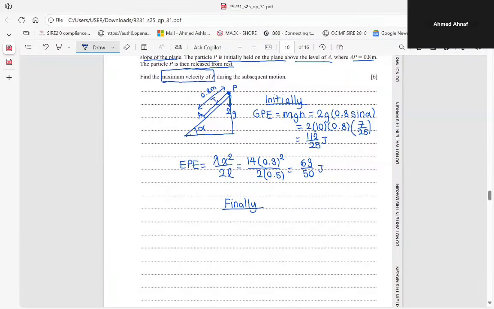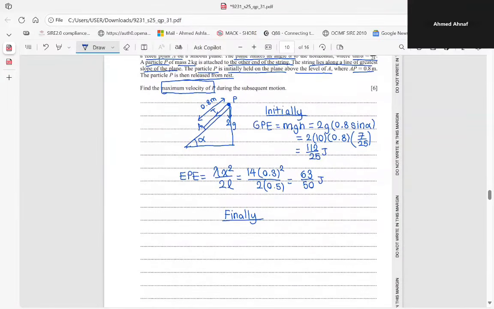And from an energy perspective, in order to maximize the KE, we're supposed to minimize the other energies as much as possible. However, for EPE, even if you go below 0.5 meters, like x meters below A and x meters above A, the extension is still going to be the same, whether it's above or below A.